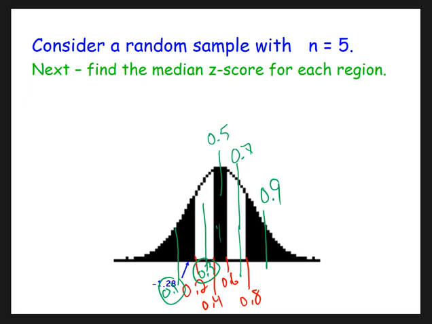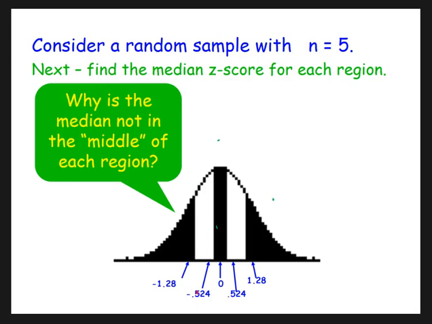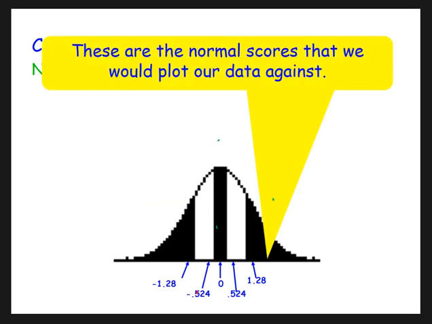So we do the inverse normal to find the z-scores that go with each of those. And there are the z-scores that go with each of those values. Let me pull up the calculator here quick so you can see how those are calculated. Now again, the median's not in the middle of the region because it's in the middle of the area, half the area on each side.